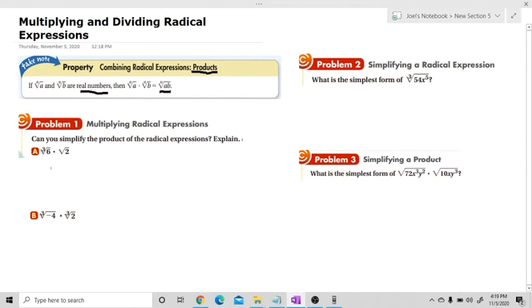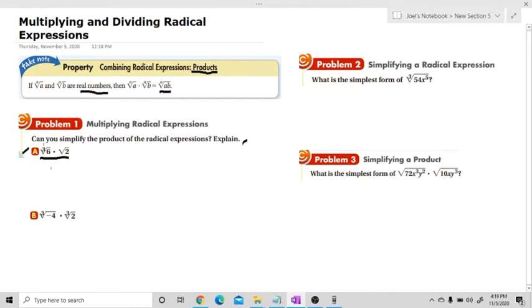Okay, merong question dito. Can you simplify the product of the radical expressions? Explain. The first example is A. Can we simplify cube root of 6 times square root of 2 by applying the product property? It seems na pwede natin siyang ma-apply because multiplication yung operation. But, okay, hindi. Bakit?